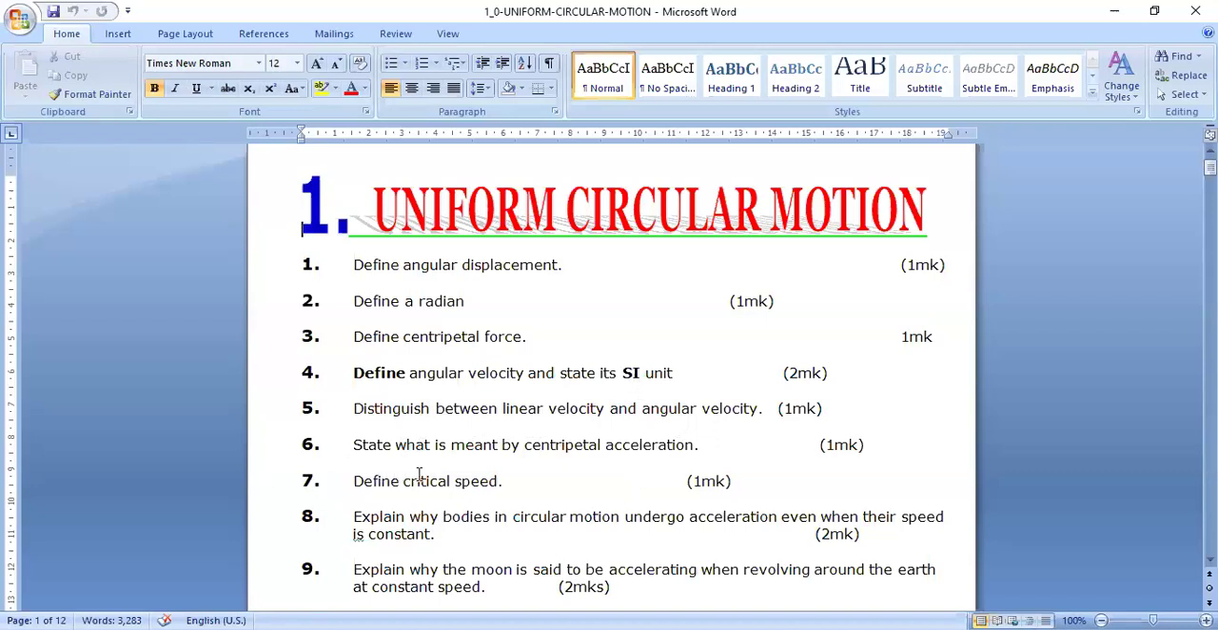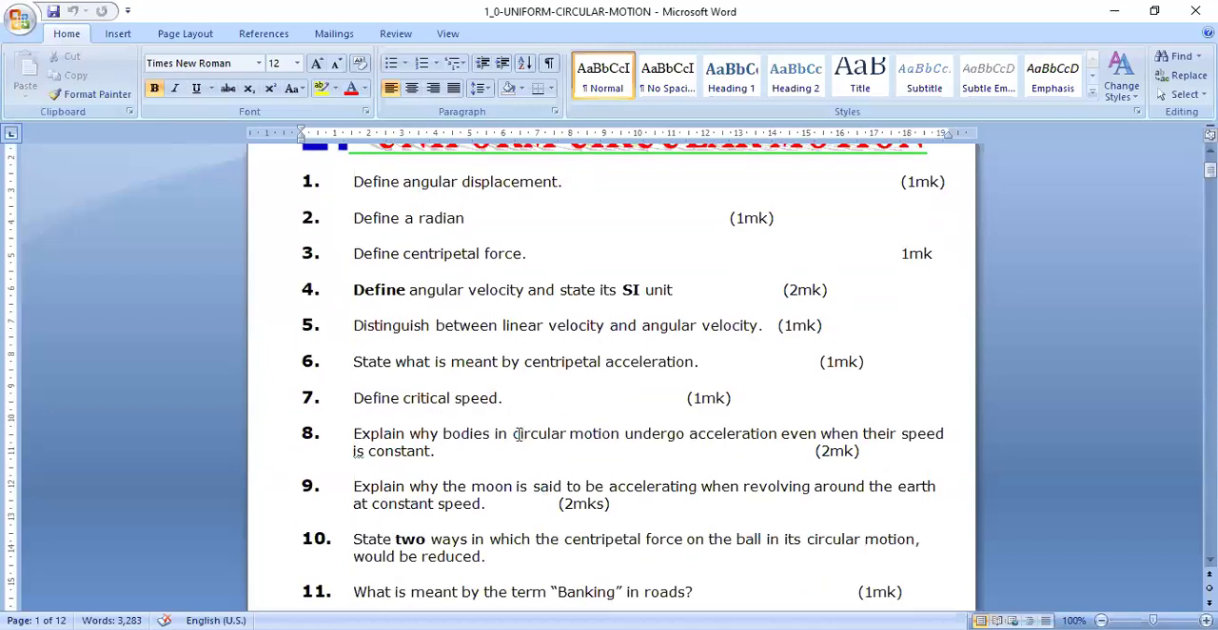Then we have, state what is meant by centripetal acceleration. This is the rate of change of angular velocity. Define critical speed. We said that critical speed is normally at the corners of a road, sometimes on a banked road. And this is the maximum speed beyond which the car skids off the road.